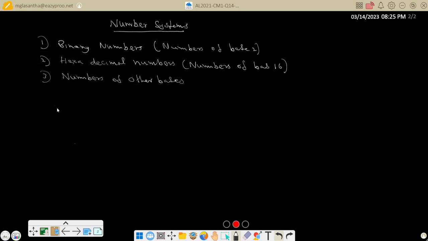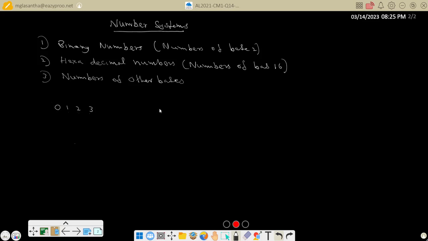For base 4 numbers, you use the symbols 0, 1, 2, 3. These 4 symbols. The value of 0 is 0, the value of 1 is 1, the value of 2 is 2, the value of 3 is 3, right? Like that.